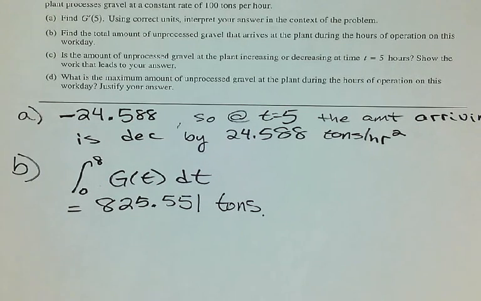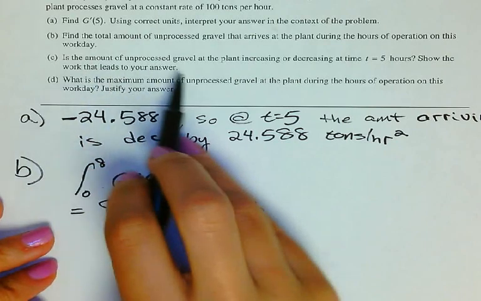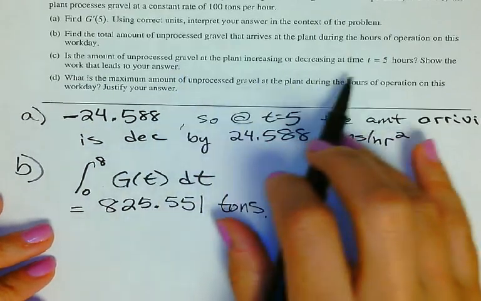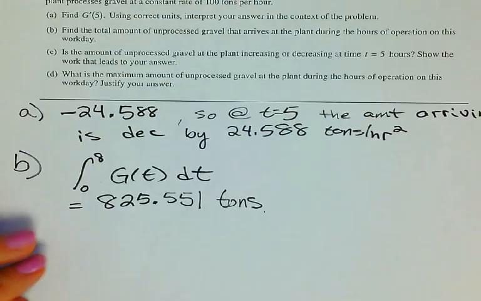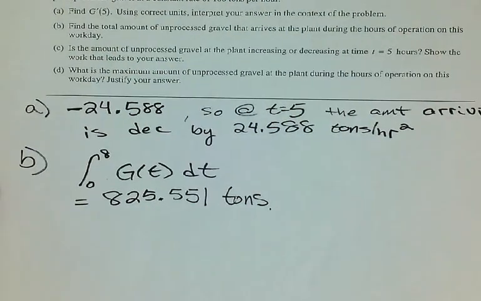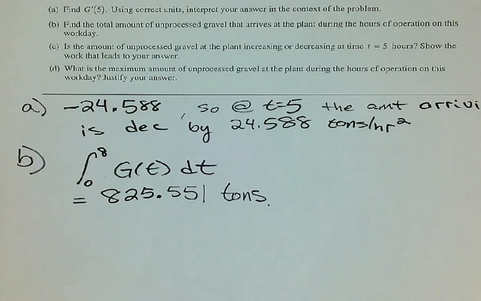Okay, so then in part C: is the amount of unprocessed gravel increasing or decreasing at t equals 5? So we're going back to t equals 5. Show the work that leads to your answer. This is a little more in depth because we're trying to take into account all the things that are going on.